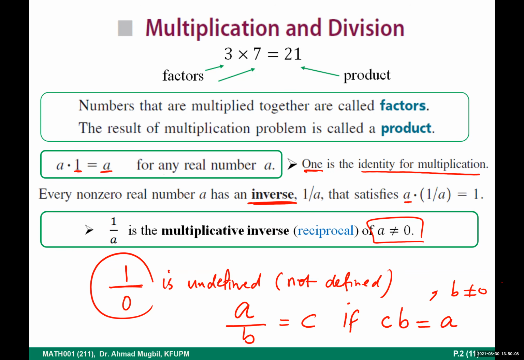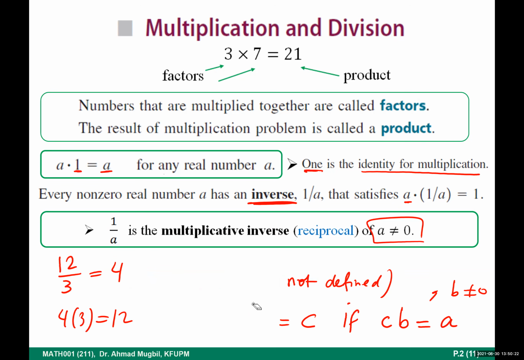Let me take about 30 seconds of your time. 12 over 3, what is it? 4. Why? Because 4 times 3 equals 12. Now, 12 over 0. Say it is 0. Multiply 0 by 0. Look here, when we multiply 4 by 3, we obtain 12. If we multiply 0 by 0, are we going to have 12?